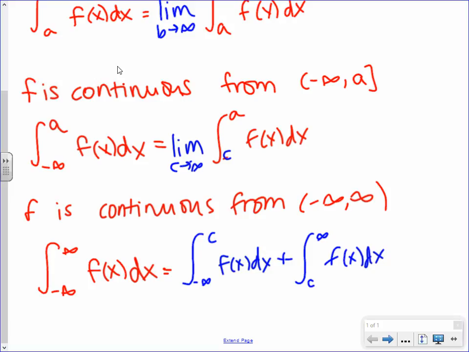So what happens when you've got discontinuity? We'll get to that in a little bit. Let's work on this first.